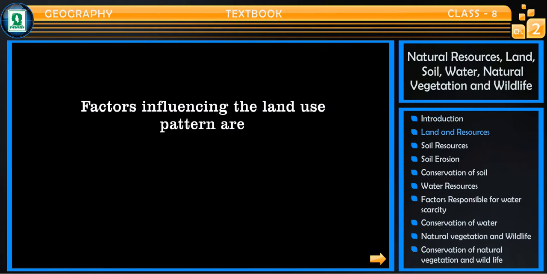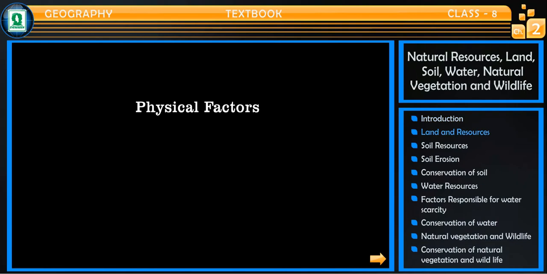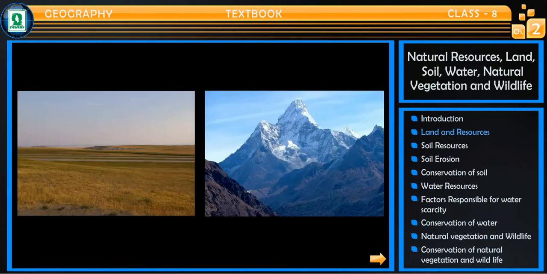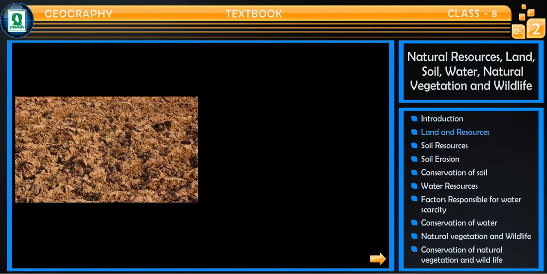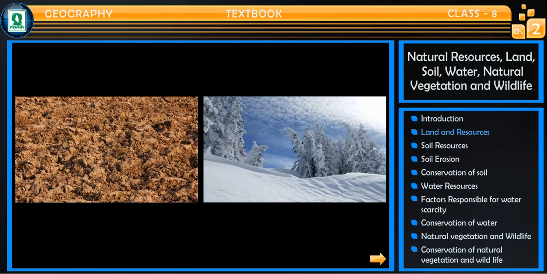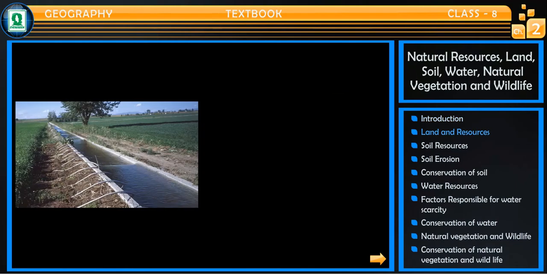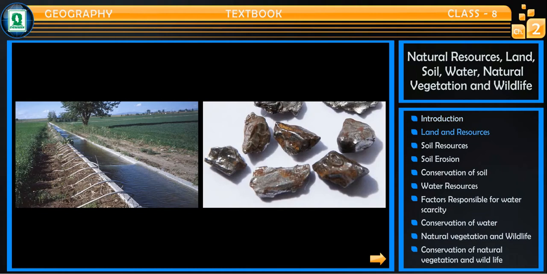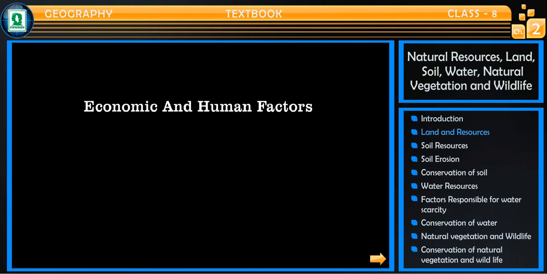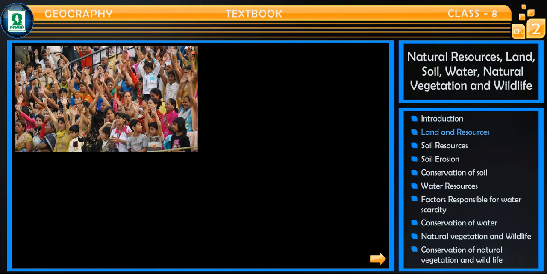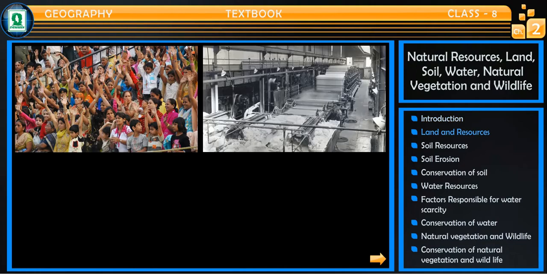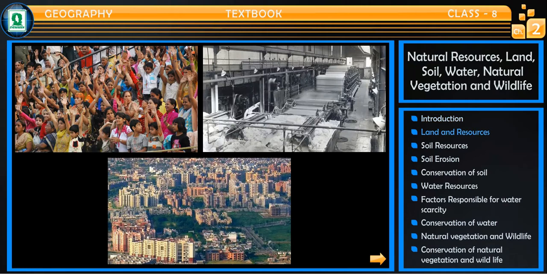Factors influencing the land use pattern are physical factors. These include topography, soil, climate, availability of water and mineral resources, etc. Economic and human factors. These include total population of the region, industrialization, level of development, etc.